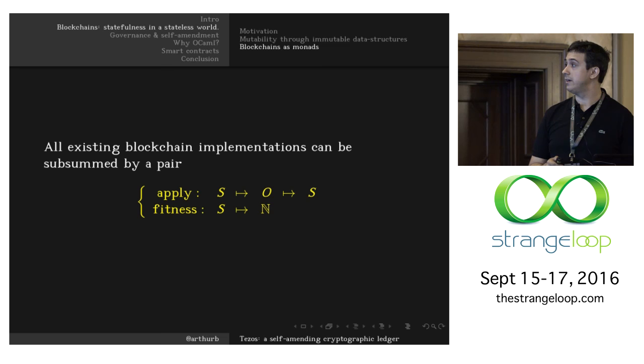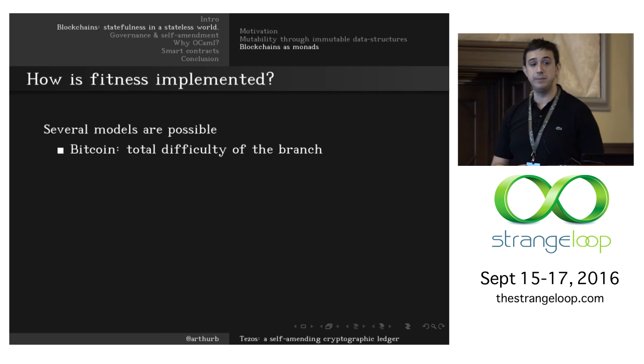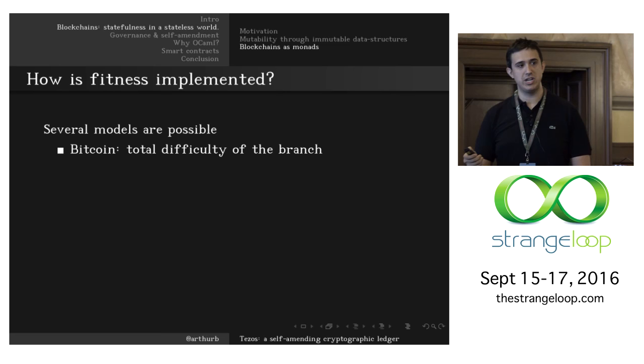So how do we actually implement fitness? Well, in Bitcoin, the first blockchain, that's the total difficulty of the branch. You look at a branch, you look at how much hashing power has gone into the creation of that branch, and that is your difficulty.